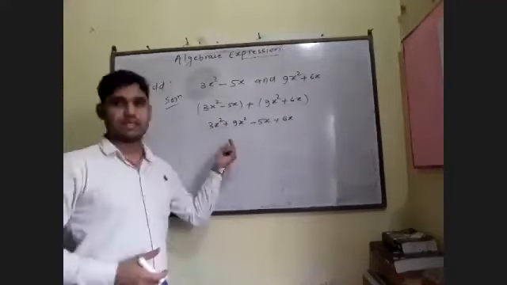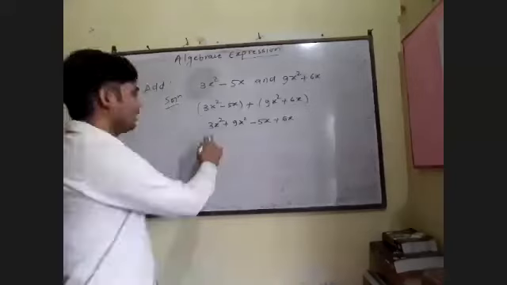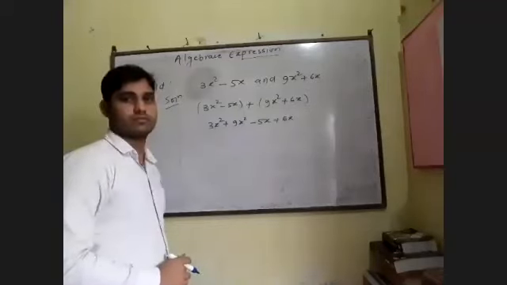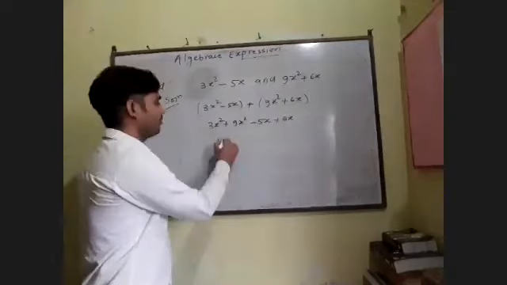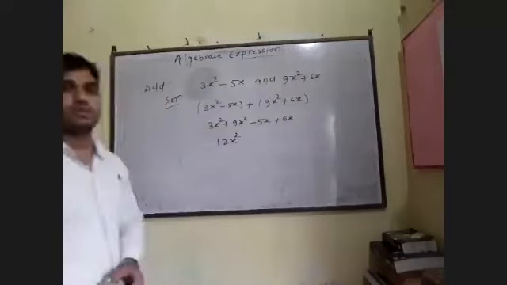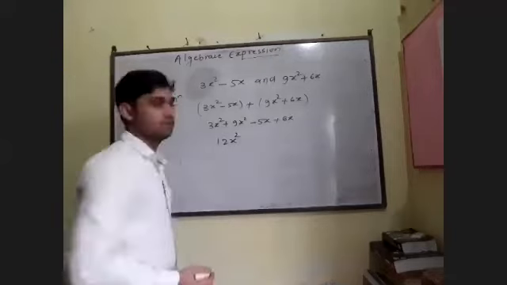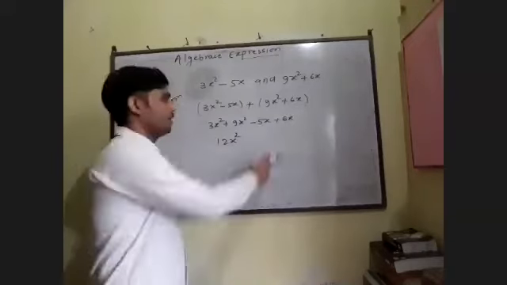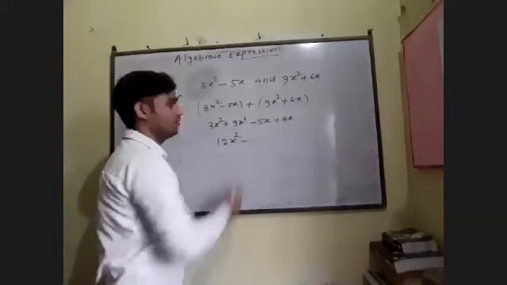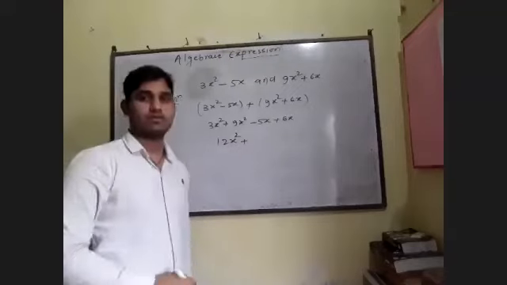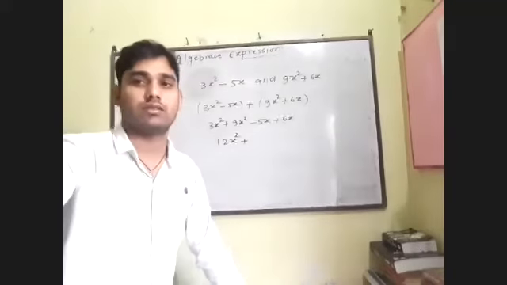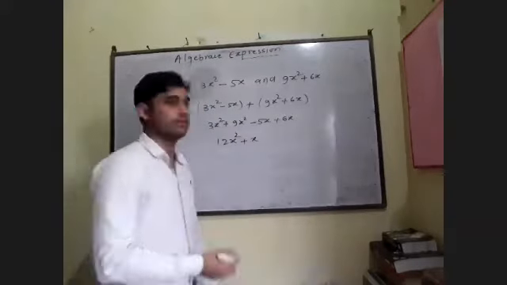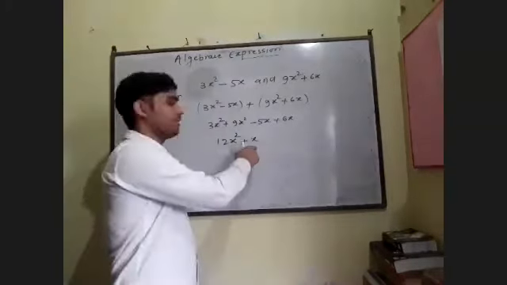We can also put it under a bracket. So 3 plus 9 becomes 12, so 12x square. Now see, minus 5x plus 6x: the number will be subtracted, and the sign will be that of the greater number, which is plus. So 12x square plus x.